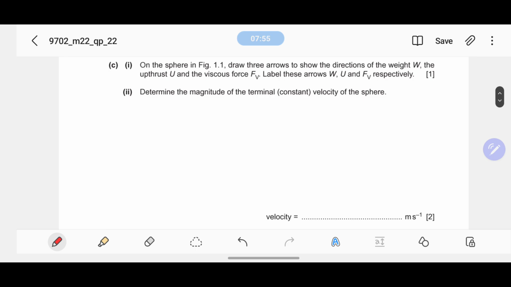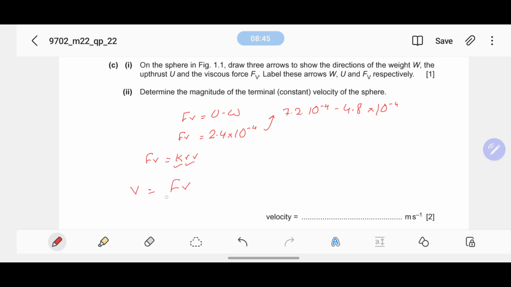The next part is, determine the magnitude of the terminal velocity of the sphere. For now I need to find Fv first, then only I can find the other values. That would be weight minus upthrust, whatever the value comes. In my case the value is 2.4 × 10^-4. It comes by subtracting 7.2 × 10^-4 minus 4.8 × 10^-4. So that's how my Fv comes here. Now I know the value of Fv, I know the value of r, I know the value of k. I just need to make v the subject, and it would become like this. I just need to plug the values now.